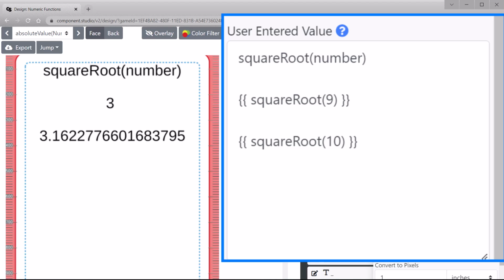The square root function looks at the provided number and returns its square root. So, square root 9 returns a 3. If the square root is a decimal number, the result extends to the 16th decimal place. Square root 10 would look like this.